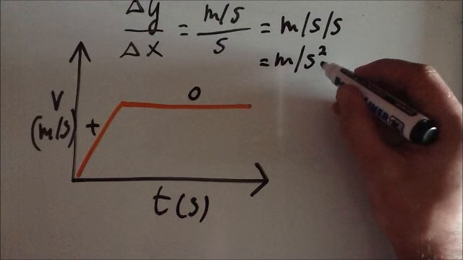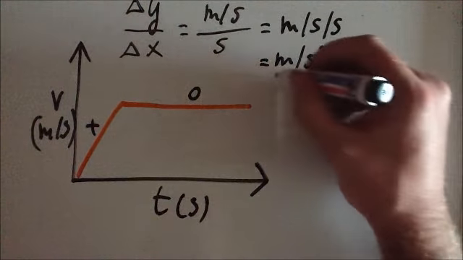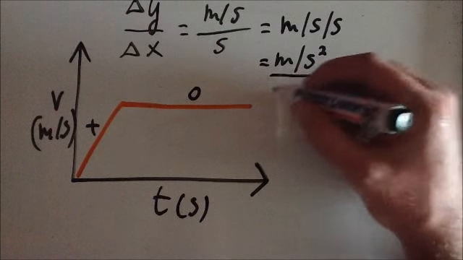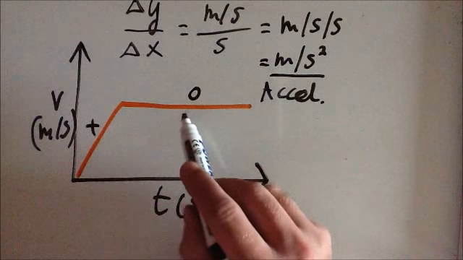It's not a squared second. How do you square a second? No, you can't square a second. So meters per second squared is the unit for acceleration. So the gradient represents acceleration.